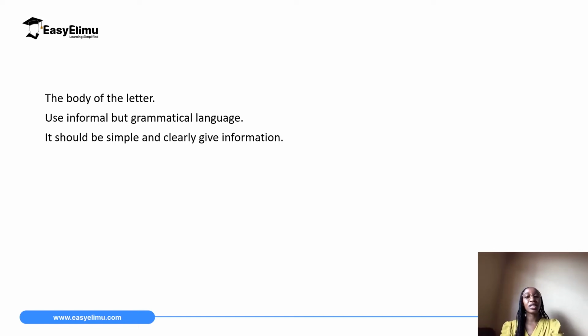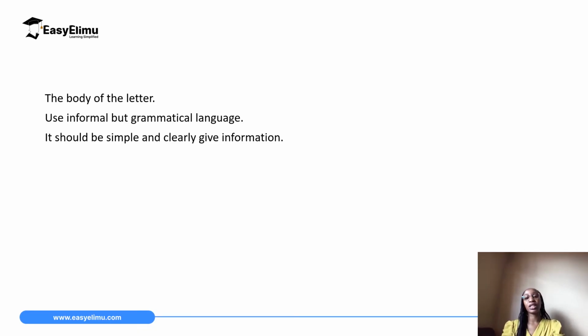If you're writing to your friend who is in another school, you can start by greeting them, asking them how their school is, what their favorite subject is, what their favorite meal is, and what their favorite sport is, and you can also give the same information. And also remember to give the information. Why are you writing this letter?